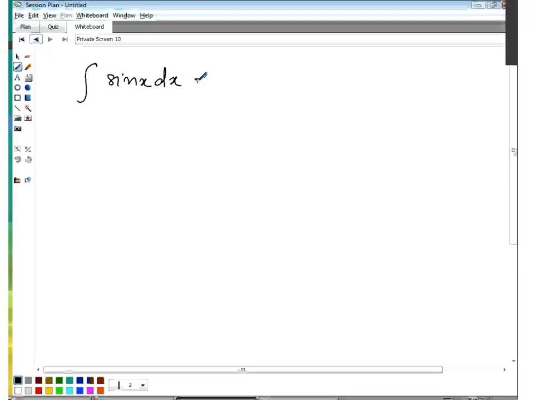Integral of sin x. The answer is minus cos x. Proof is very simple. Just differentiate the right side and see if you get sin x or you don't. You will get that very easily.